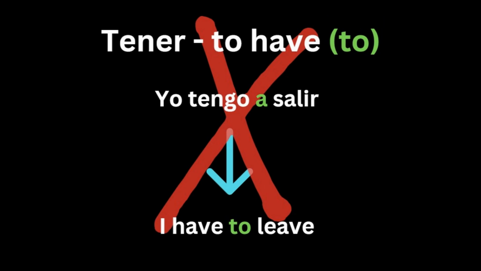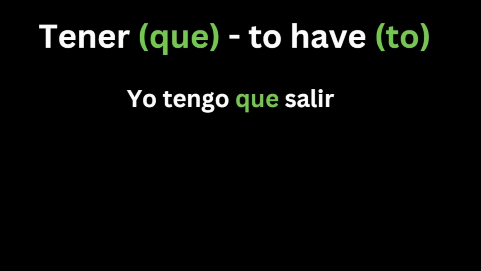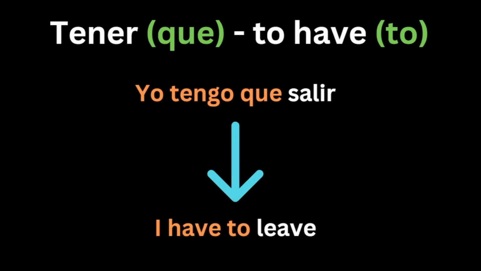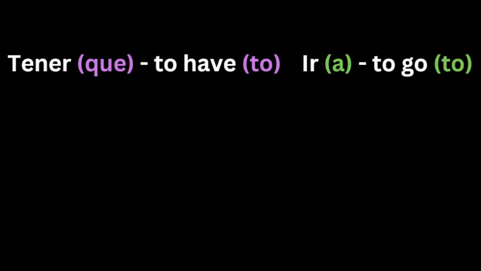What you instead have to do is instead of using the preposition a, you have to use que as to. Instead of saying yo tengo a salir, you would say yo tengo que salir, which would mean I have to leave. I literally don't know why Spanish does that, but I do know that yo tengo que, I have to, indicates a modern meaning like I must, rather than I have to. So whenever you say yo tengo que salir, you're basically saying I have to leave or I must leave. And the same principle applies to any pronoun you want to use. With the verb tener, you have to use que as to in order to indicate something that you have to do.